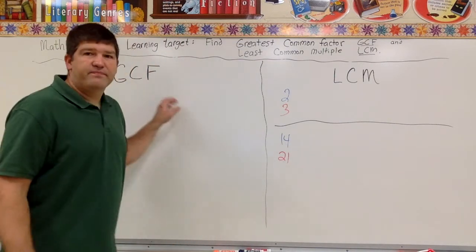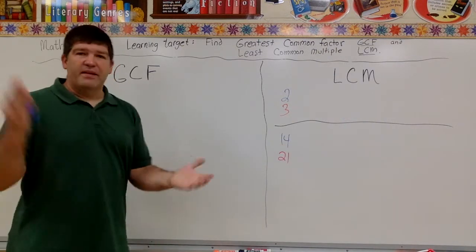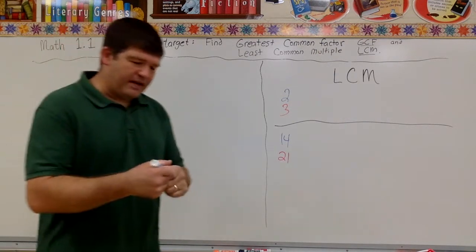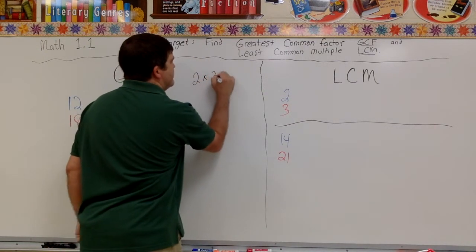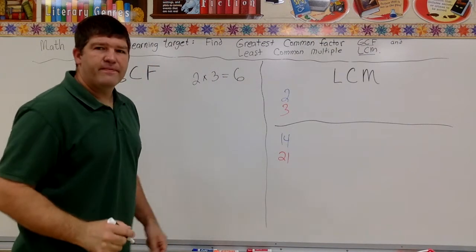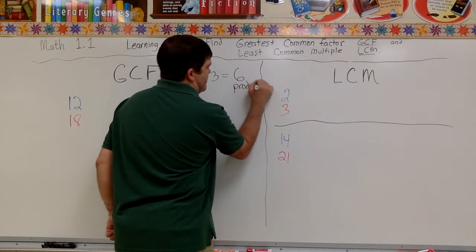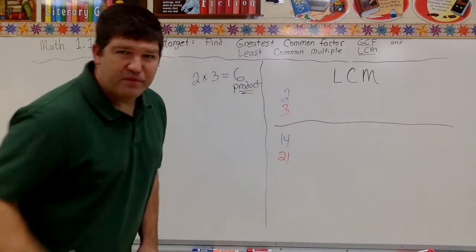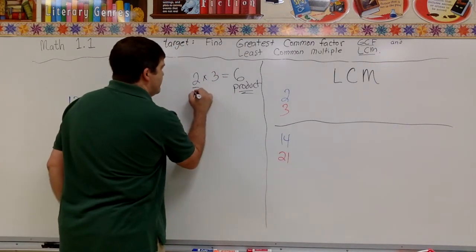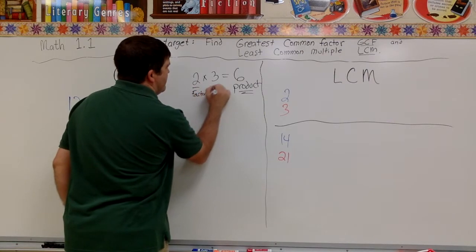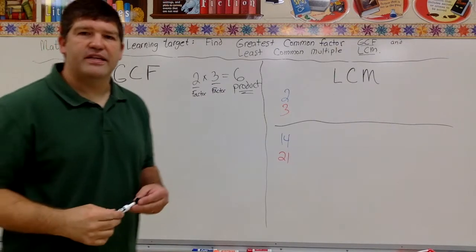Greatest common factor. Now, greatest, we know that means the largest. Common, something that's the same. Factor. What's a factor? If I have something like 2 times 3 equals 6, 6 is what it equals. That's my product. Hopefully these terms are familiar to you. So product is the end result. This right here is a factor, and this is a factor. Two numbers multiplied together to get a product.